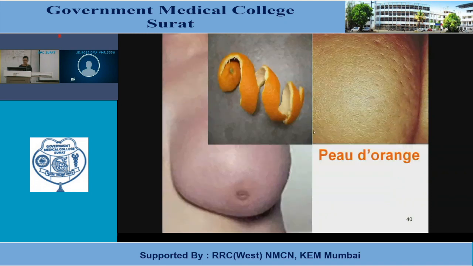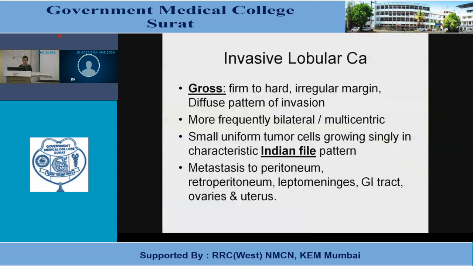Now, something about peau d'orange appearance. So what is peau d'orange appearance? When the lymphatics of the breast are studded or completely occluded by the breast carcinoma cells, it gives rise to the retention of lymphatic edema within the breast. And this gives rise to a typical look which is known as peau d'orange because it resembles the peel of an orange, or the orange skin appearance.